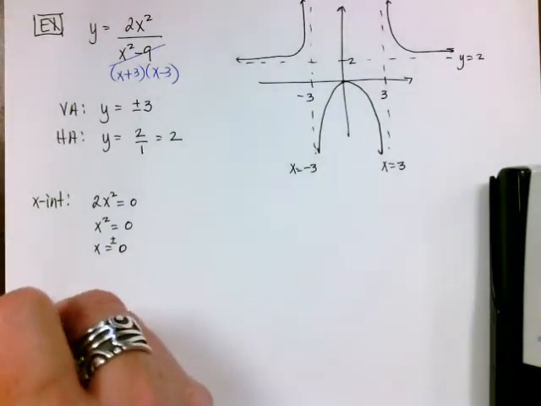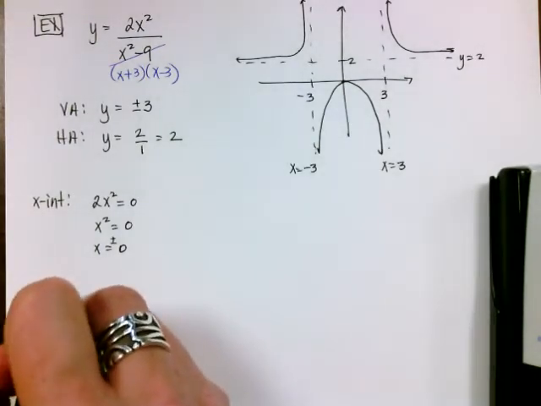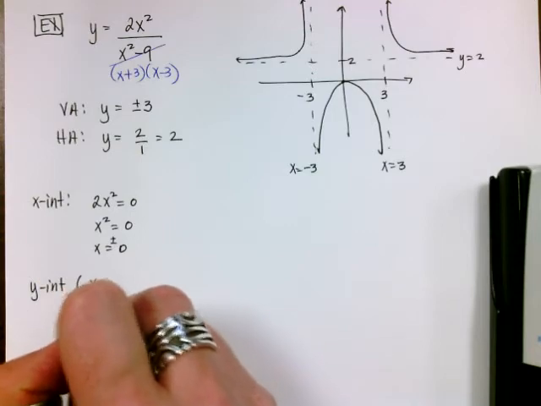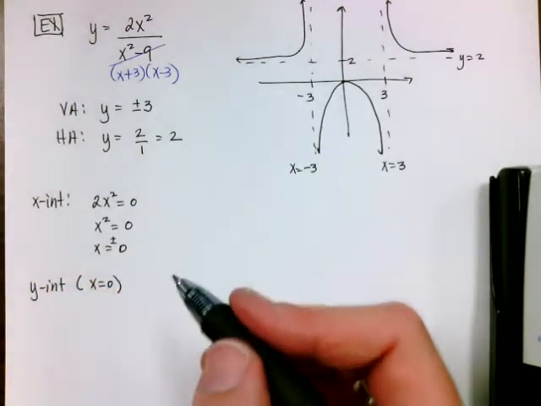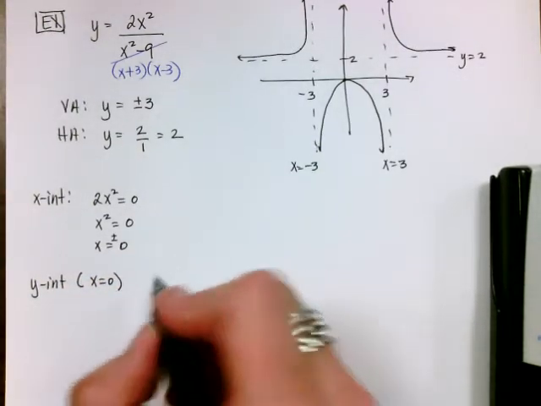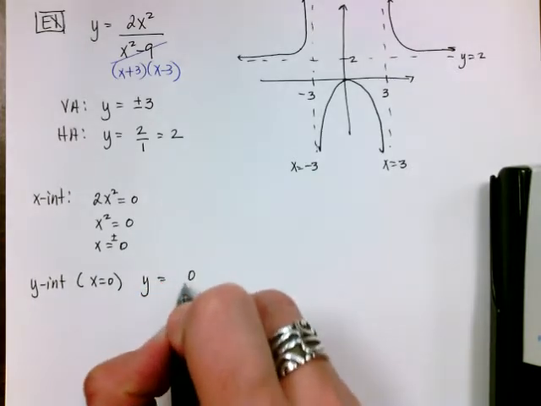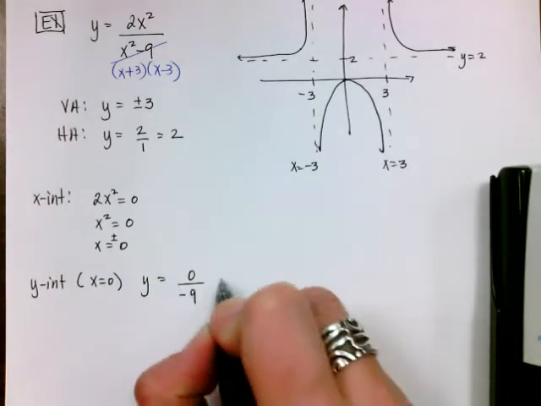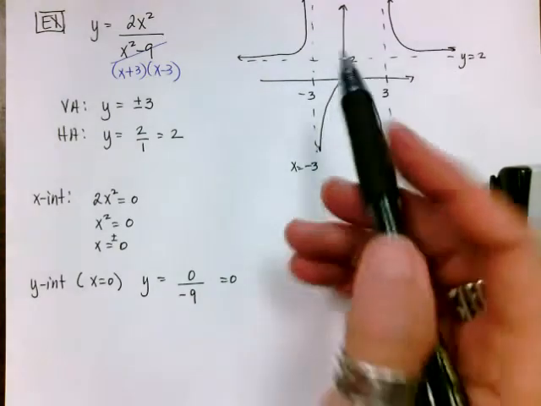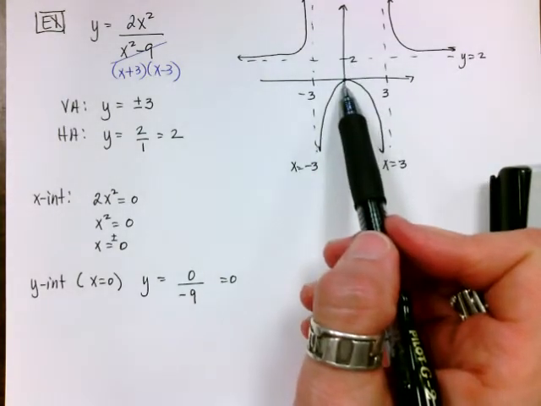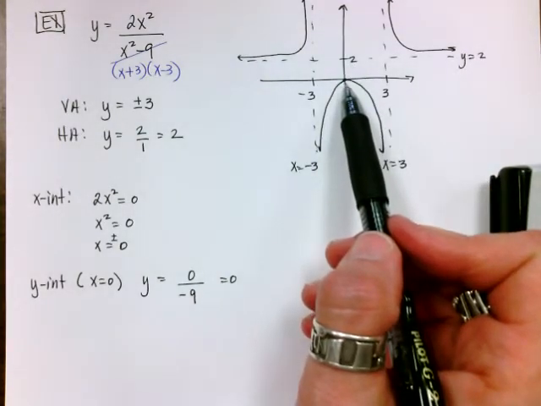My y-intercept, remember when I find the y-intercept, I let x equal 0 and I solve. Well, if I let x equal 0, I'm going to get y equals 0 over a negative 9, and so I get 0. So my x and y-intercept both are going to be at 0.